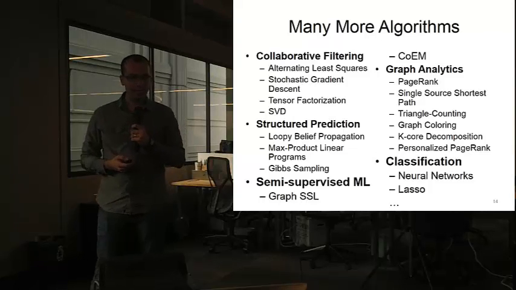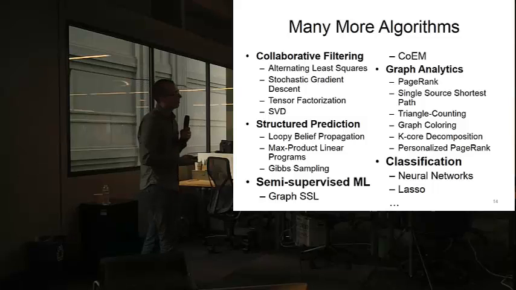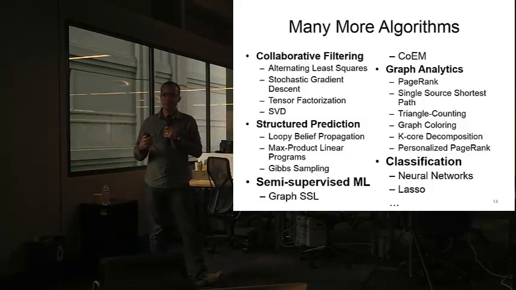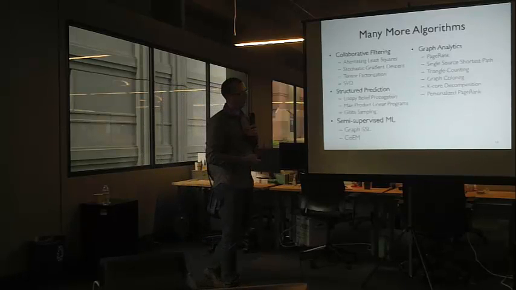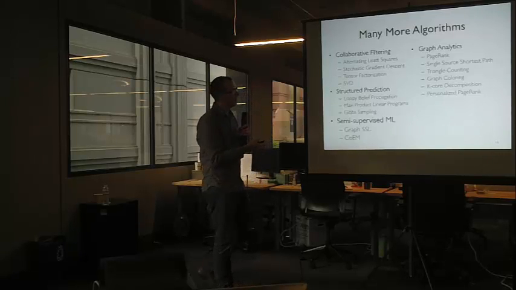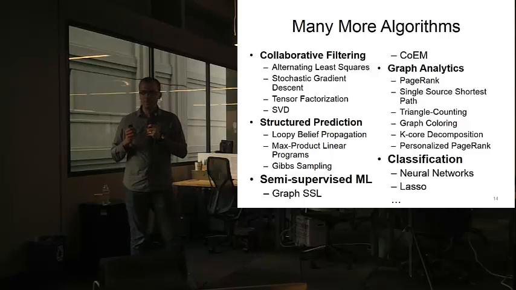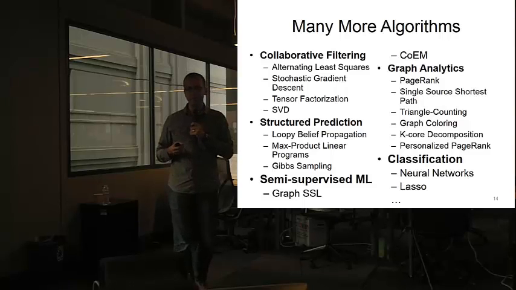Okay, and so there are many algorithms for graphs. I'm not going to go into all of them. There's things in collaborative filtering, stuff for structured prediction, trying to make predictions about groups of things that are related. Tasks in semi-supervised learning, trying to learn things where I don't have any observations. Tasks in graph analytics is things like PageRank or triangle counting. And even basic things like classification. If you look at deep learning and neural networks, those also break down into graphs.